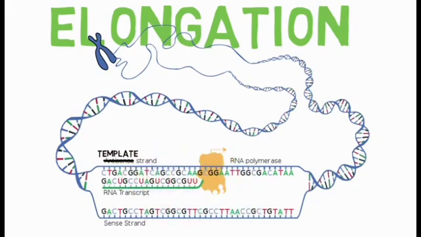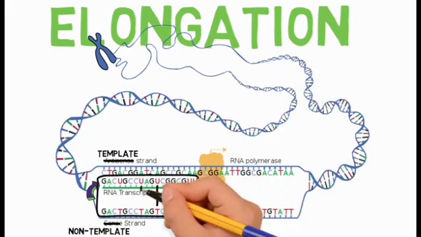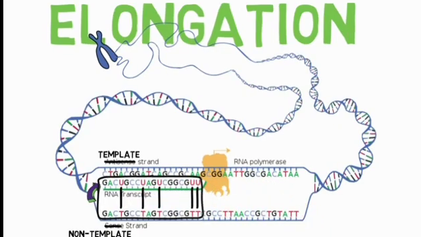After initiation, we go to elongation. Elongation occurs as the RNA polymerase reads the template strand and builds a complementary RNA strand by bringing the appropriate nucleotides together. This RNA strand is almost identical to the non-template DNA strand, except the thymine in DNA is replaced with uracil in the RNA strand.